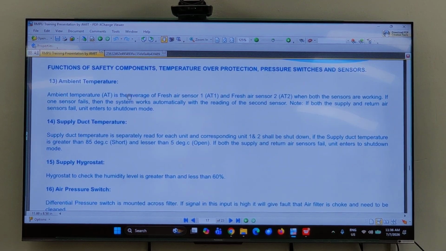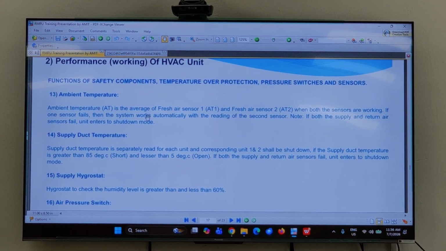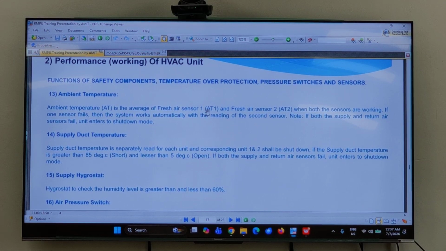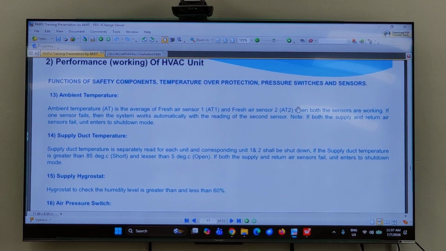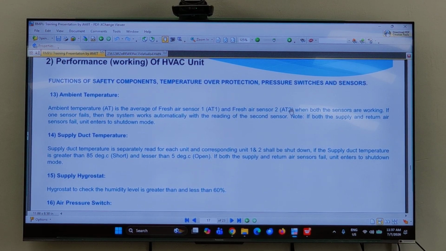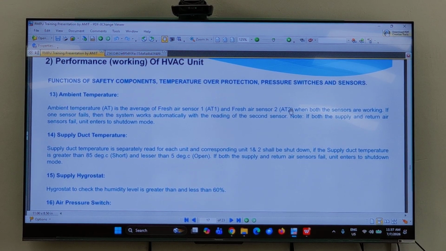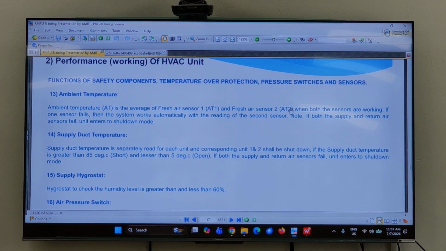Similarly for ambient temperature also. Ambient temperature is outside the coach, the environment temperature. For the first RFQ we are having ambient temperature 1 sensor, and for the second RFQ we are having ambient temperature 2 sensor. Both sensor feedback will go to the control unit and it will take the average of the temperature sensors.